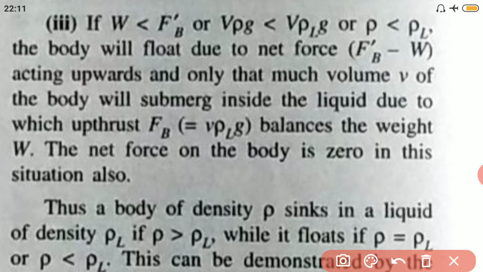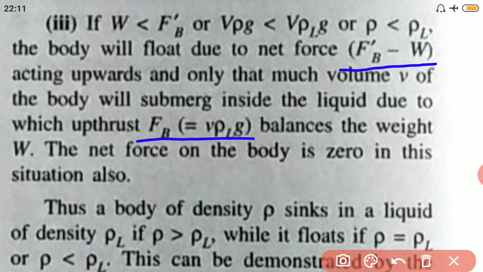Number 3, if W is less than FB dash, or I can write V rho g is less than V rho L g. Here also V and V get cancelled, g and g get cancelled. Hence I shall get the density of the solid less than the density of the liquid. The body will float due to the net force FB dash minus W. Here remember, the upthrust is more than the weight, acting upwards, and only that much volume v of the body will be submerged inside the liquid, due to which the upthrust FB is produced, which is equal to small v rho L g.